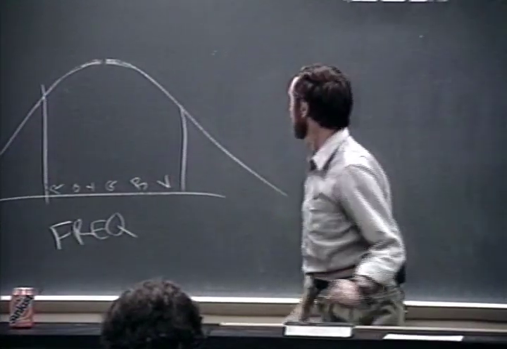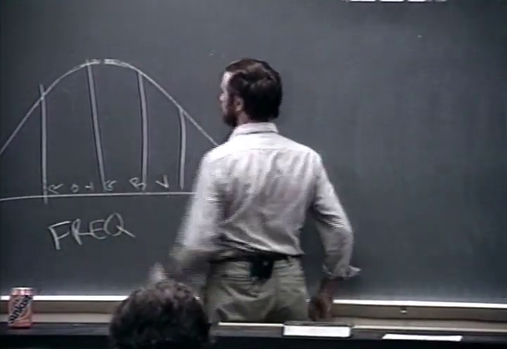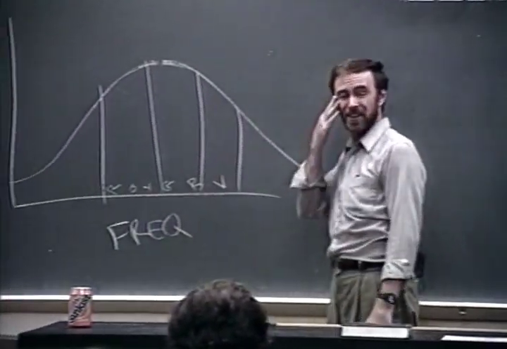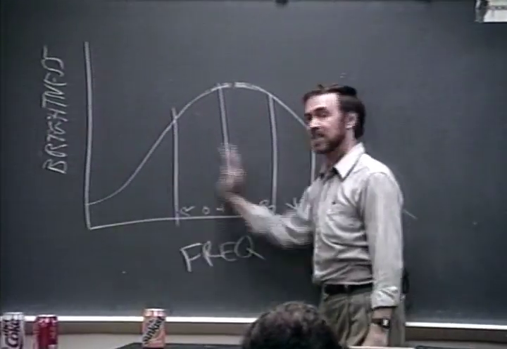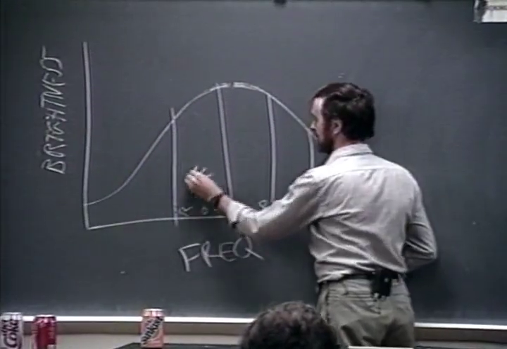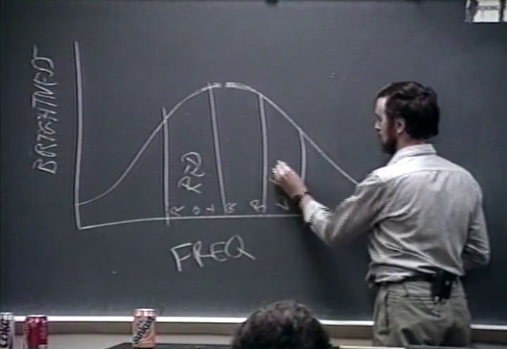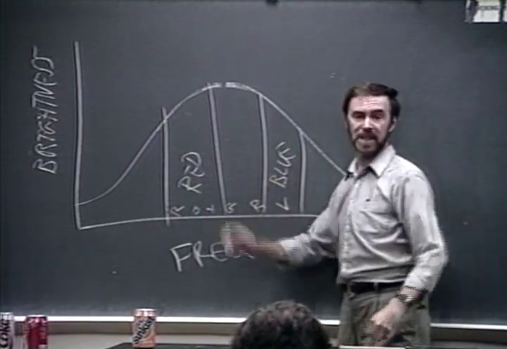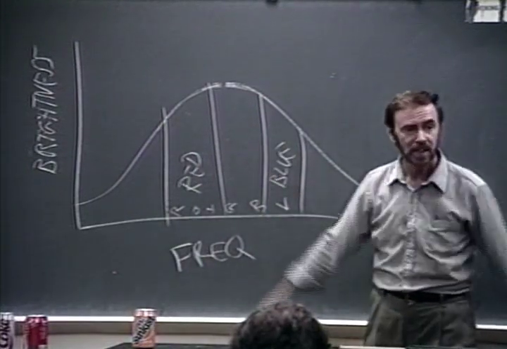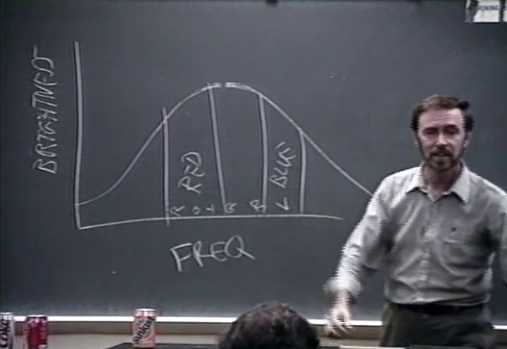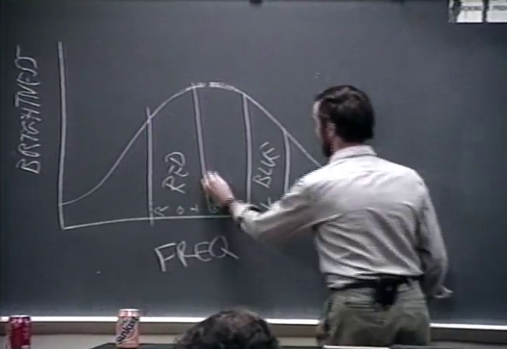But suffice to say, we could break this up into three regions. That's what happens in your eye. The low frequencies average out to be red. The high frequencies average out to be blue. Guess what the middle frequencies average out to be? Green. Well, try it. Green. Very good.